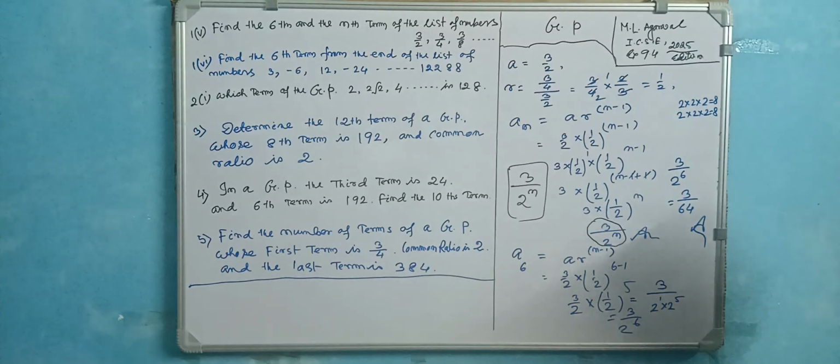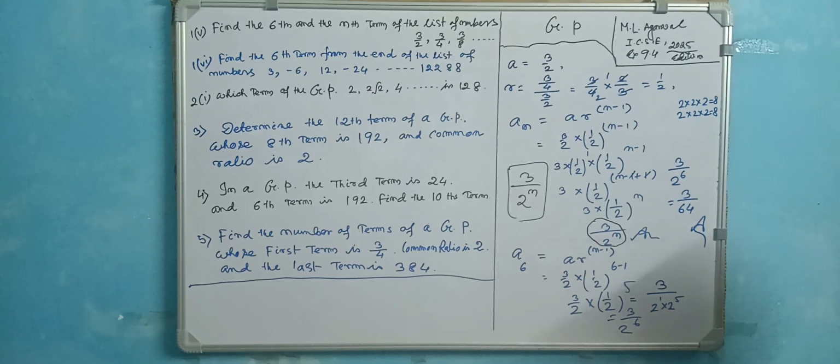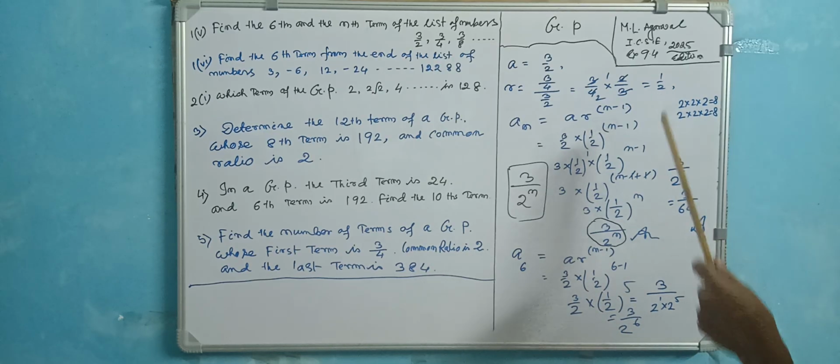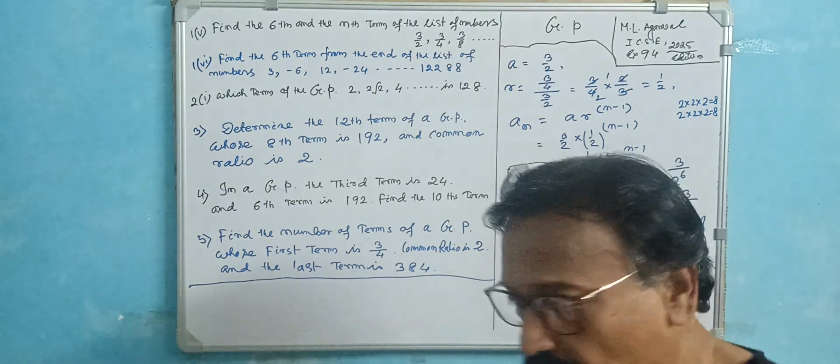Now the next is the 6th term. If this is 6, you write A6 is equal to AR to the power n minus 1, n is 6. If this is 12, you write 12. Then you calculate. A is this, R is this, and n minus 1 is 6 minus 1, 5. This is actually the exponent. 1 half to the power 5. That means 3 by, this is half, so 2 to the power 1 and 2 to the power 5, so 2 to the power 6. The value of 2 to the power 6 is 64.